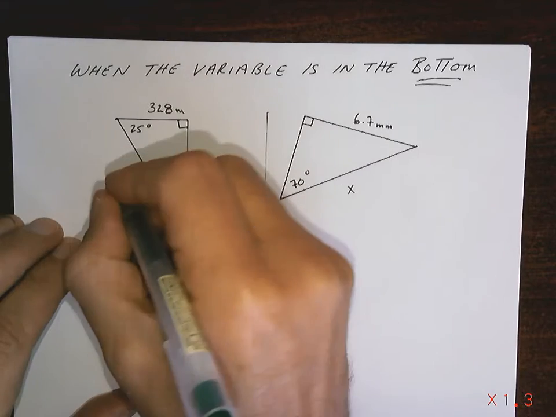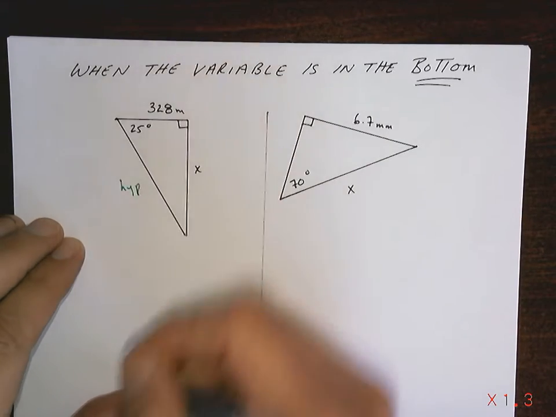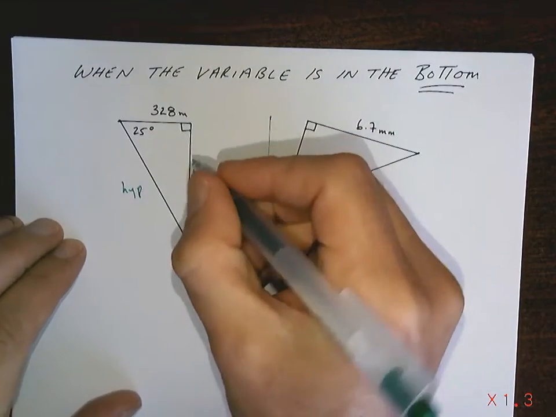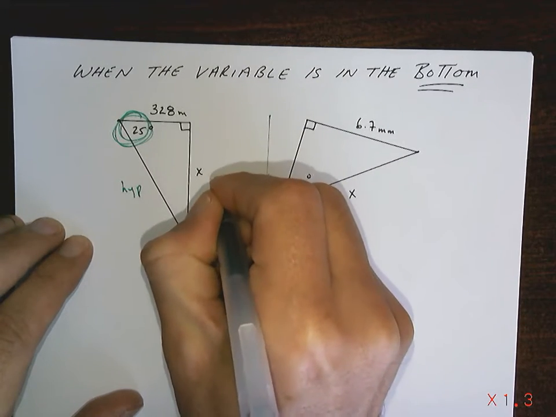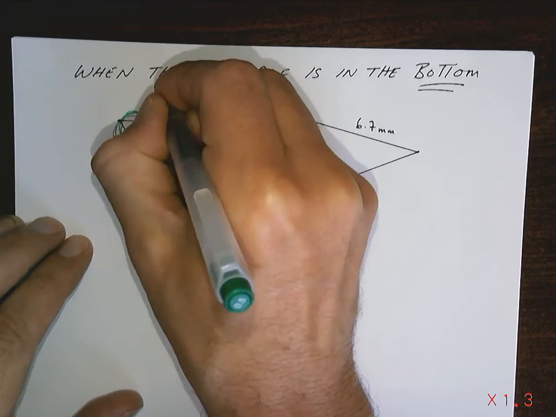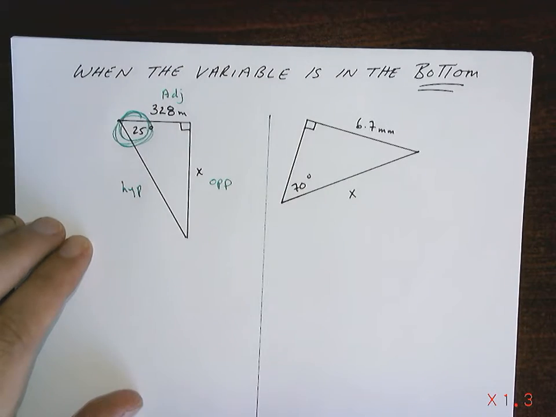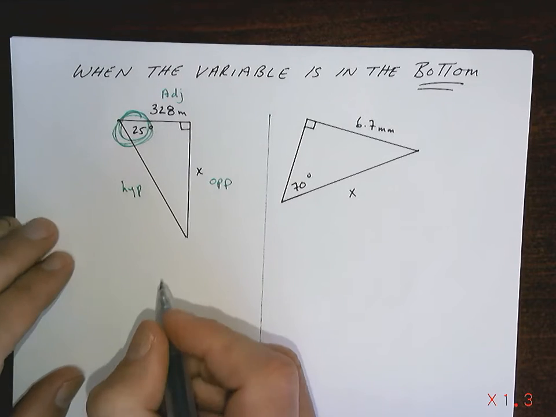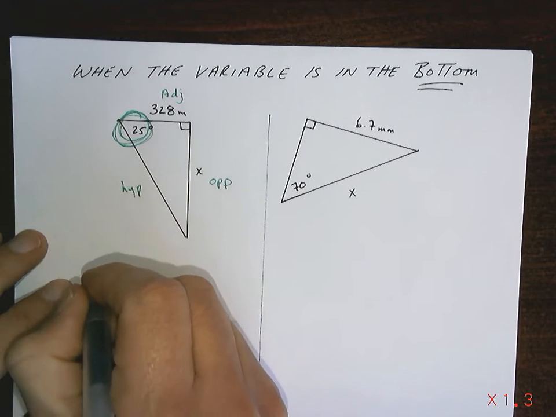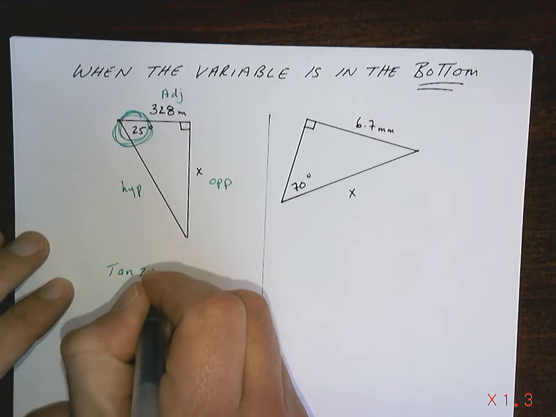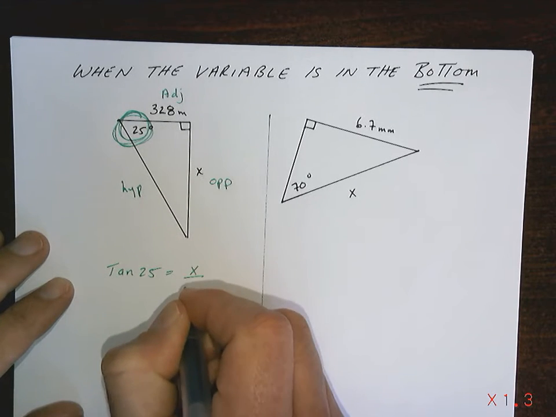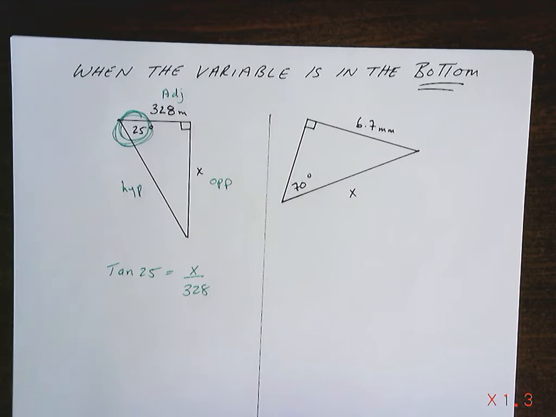So, here's my hypotenuse. They didn't tell me anything about the hypotenuse, so I'm not going to use it. This is the angle they're giving me. This is the opposite side to that angle. This is the adjacent. So which trig ratio uses opposite and adjacent? The answer is tan. So we have tan of 25 equals x over 328.